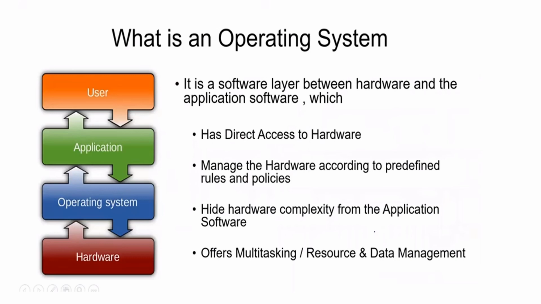So what is an operating system? It is the software layer between the hardware and the application software, which has direct access to the hardware. You can see here it has direct access to the hardware.